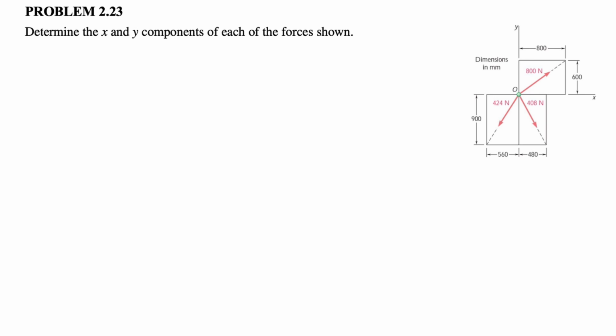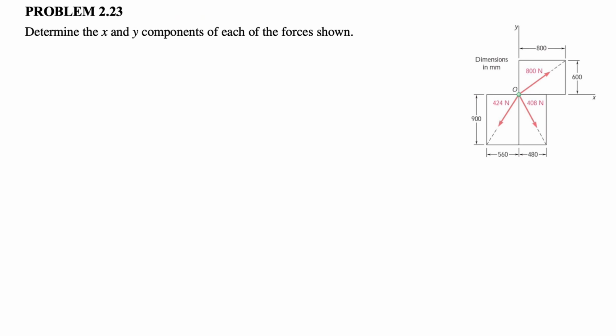The other thing that we need to keep in mind is the direction of each of these components. If it's along positive x-axis or positive y-axis, we put a positive sign, and if it's along negative y or x-axis, we have to put a negative sign. So that's pretty much everything for this. Let's go with each of them.